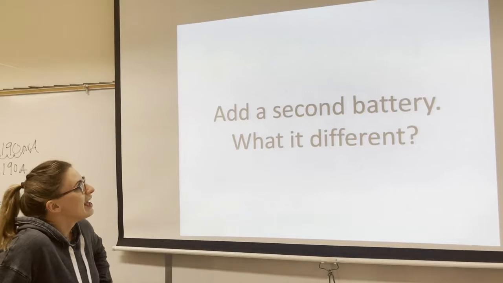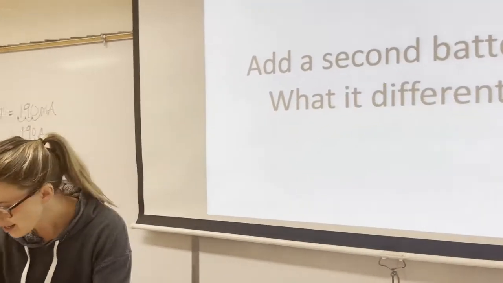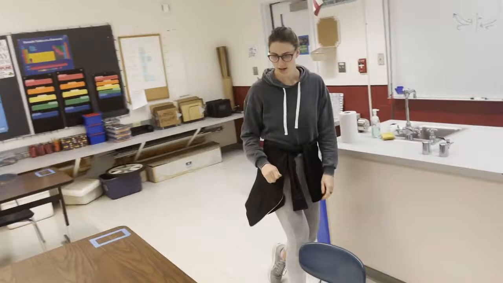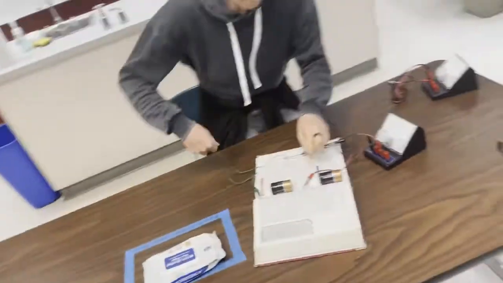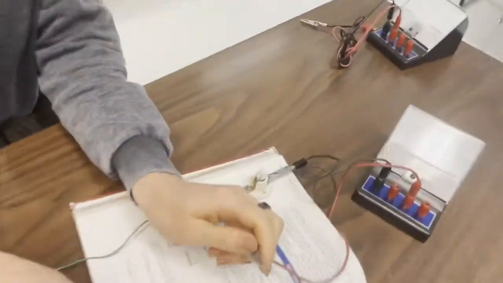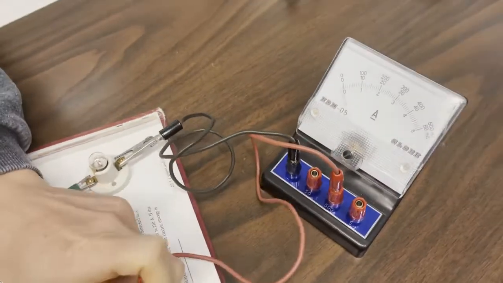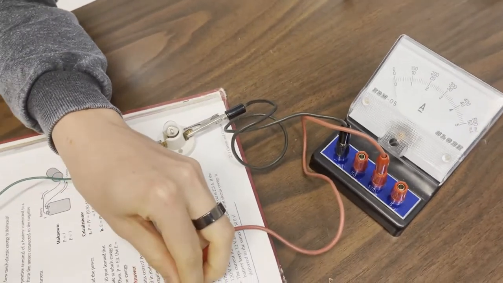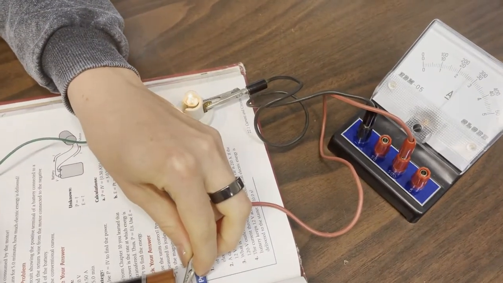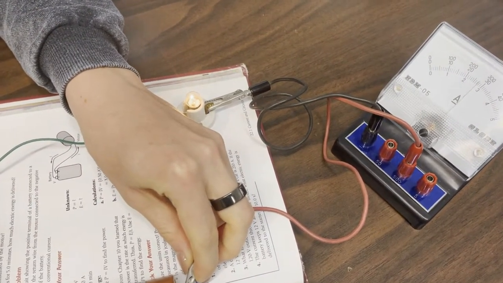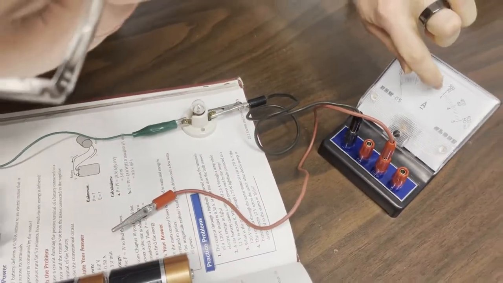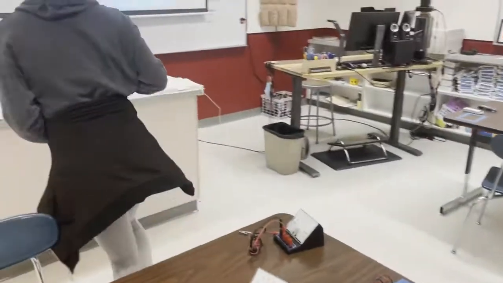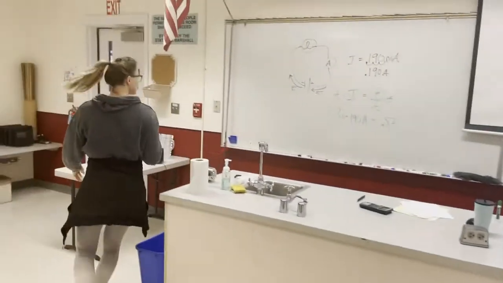Okay, so add a second battery. What is the difference? So 3 seconds again. Okay, ready? 1 Mississippi, 2 Mississippi, 3 Mississippi. Okay, that was about 270 milliamps, or 0.270 amps.